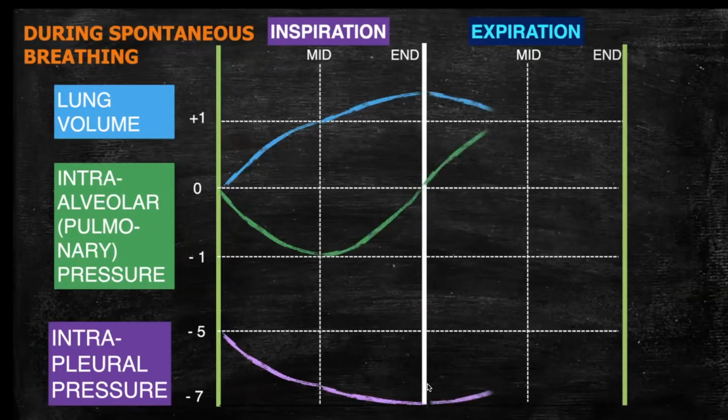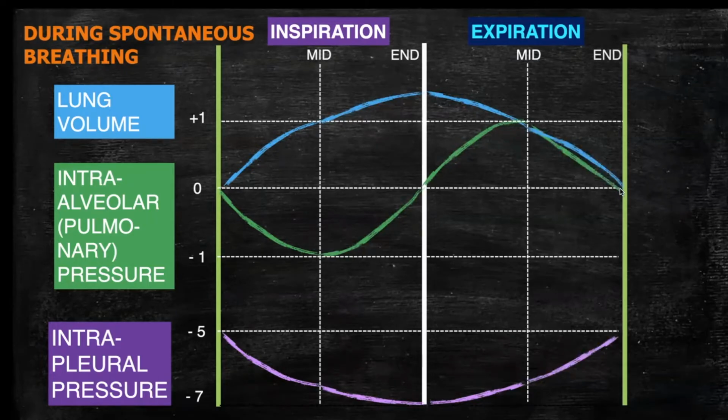Now expiration starts, the volume starts falling, because now the air is exhaling out of the alveoli, and you see the intrapulmonary pressure also starts rising, and the negative pressure is going back from -7 towards -4, -5. And then at the end of expiration, all the volume is out, very little volume is remaining in the alveoli, and the pleural pressure is back to -4 to -5.